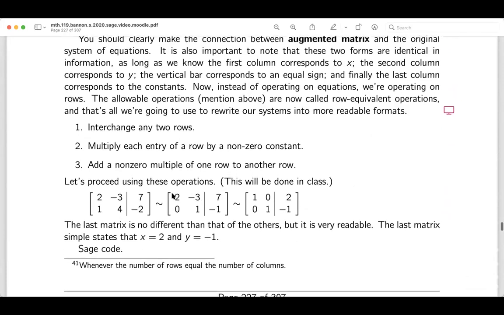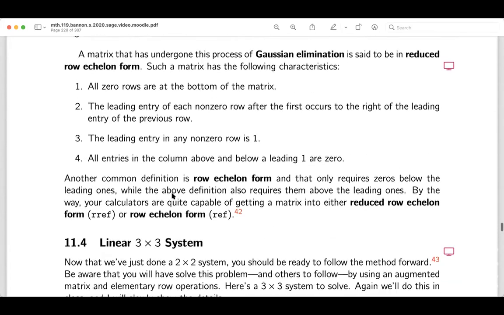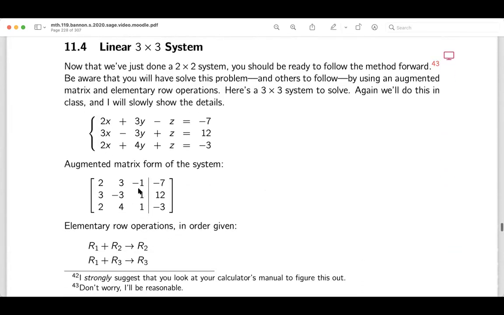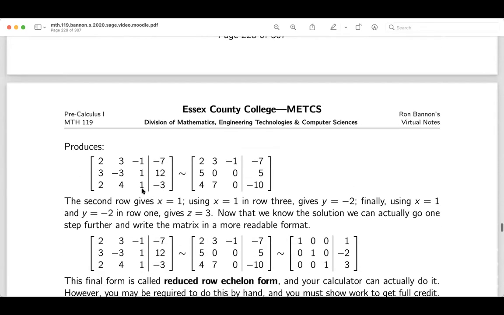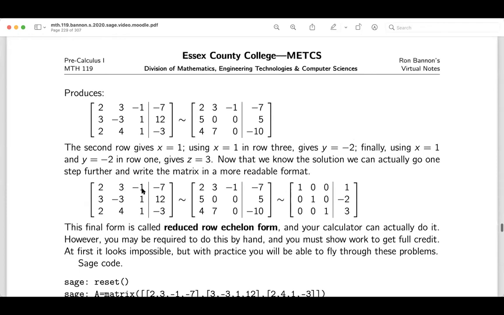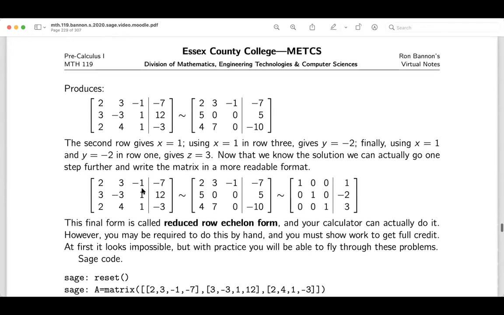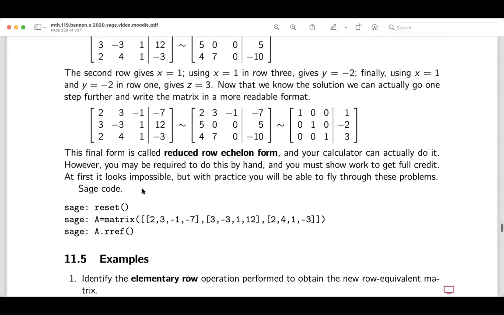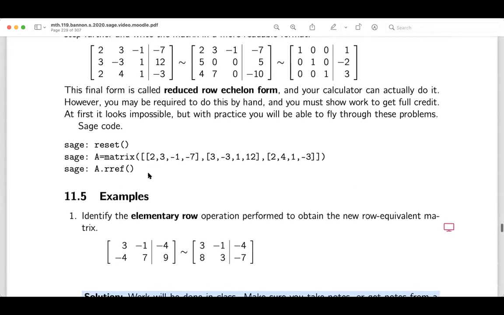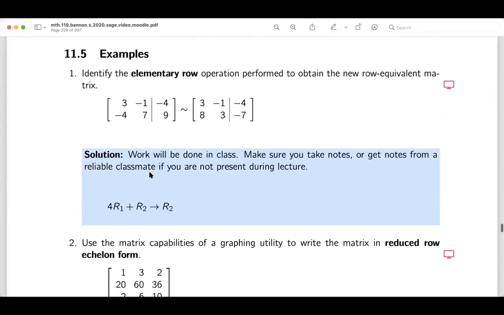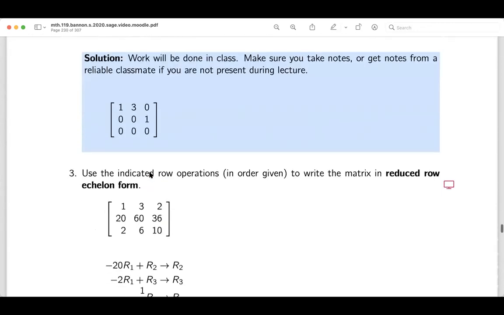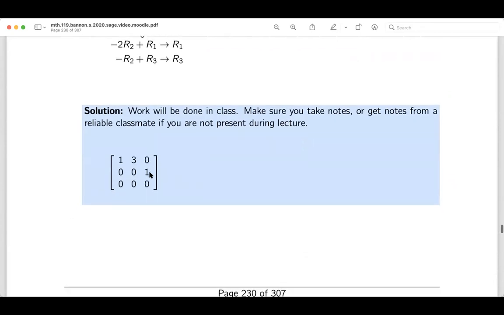All right. We actually started doing bigger systems. We did a 3x3 using an augmented matrix. Hope you paid attention to our lectures and you have a good idea of our goals. Our goals are to take these augmented matrices, get them into reduced row echelon form, and then read the solution from that. We also talked about using Sage code to do that. We did some examples in the classroom. Hopefully you're able to follow those examples.